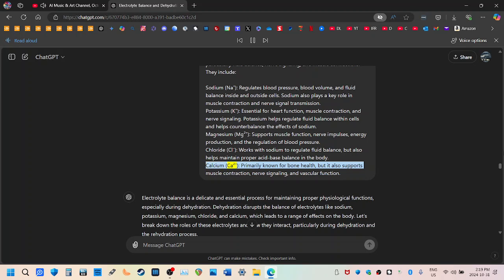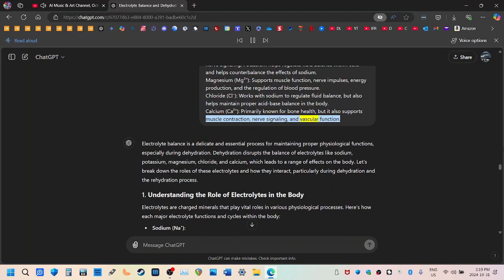Calcium, Ca²⁺, primarily known for bone health, but it also supports muscle contraction, nerve signaling, and vascular function.